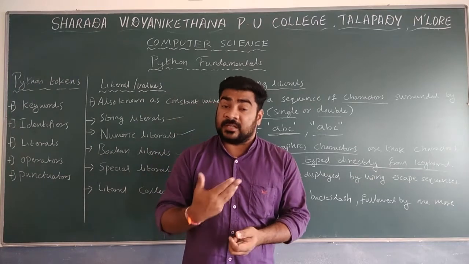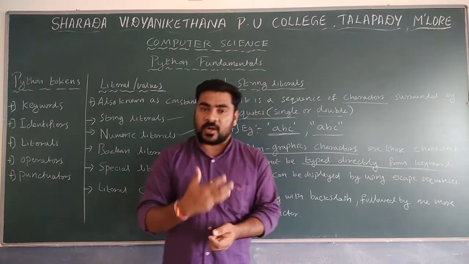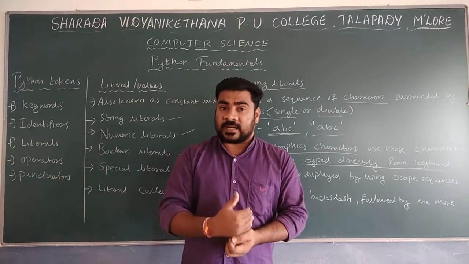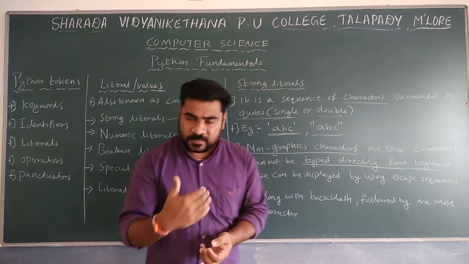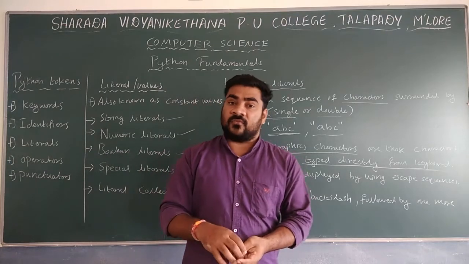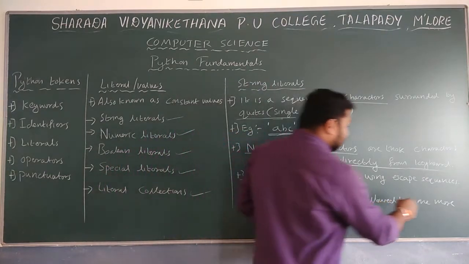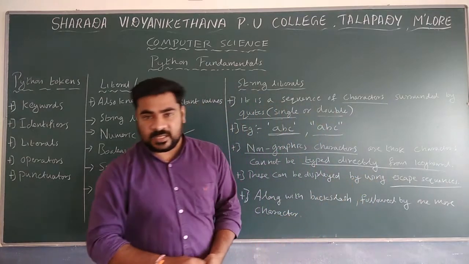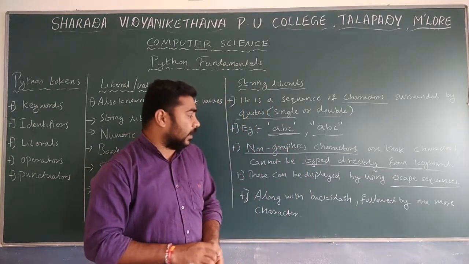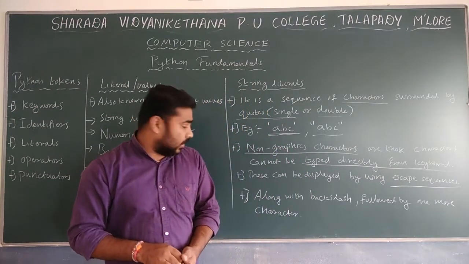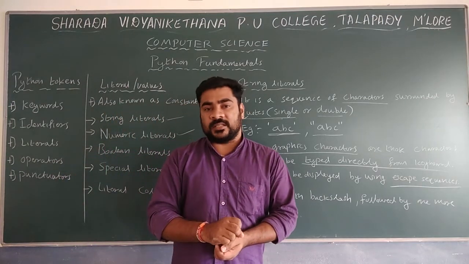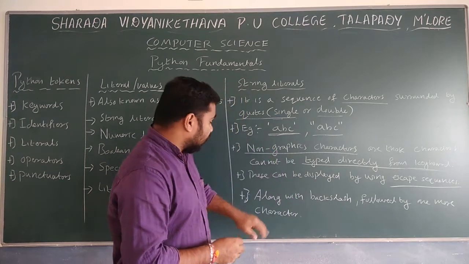For example, if you want to print a double quote, that is not possible directly. Or if you want to print a single quote, that is also not possible. For such special characters, known as non-graphic characters, we make use of escape sequences. Escape sequence is a new concept. By using an escape sequence, we can print different types of characters along with a backslash followed by the character. For example, if you want to print a single quote, you have to use an escape sequence.